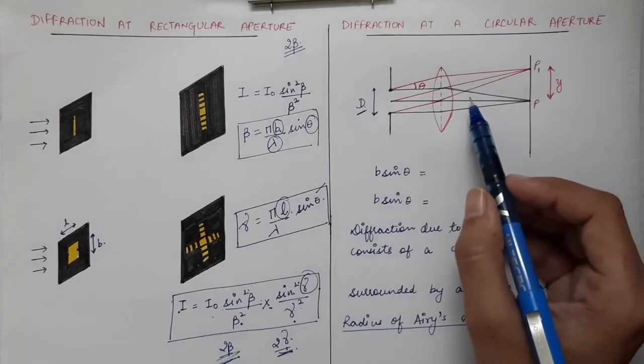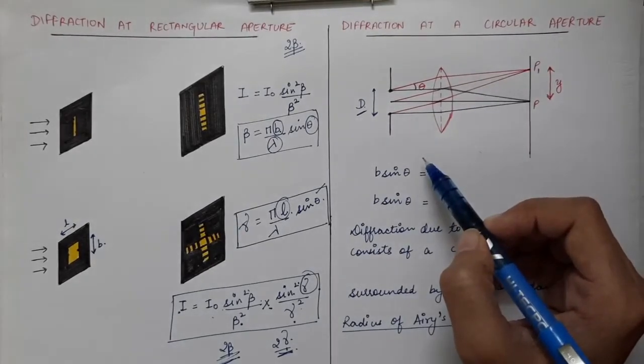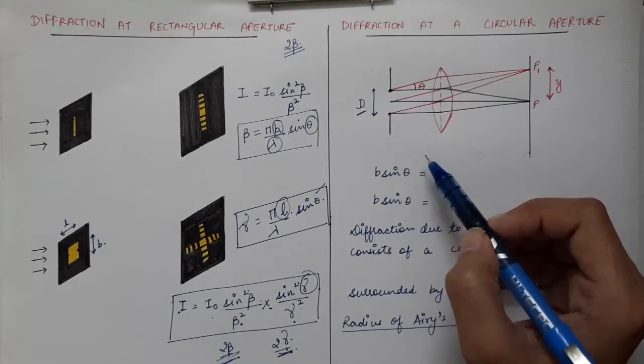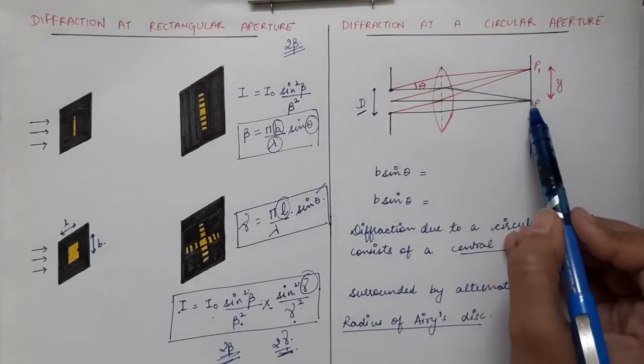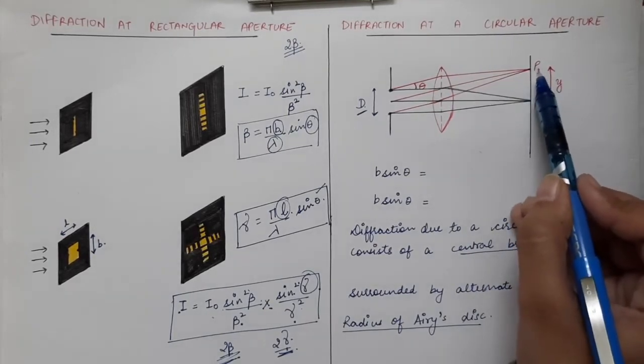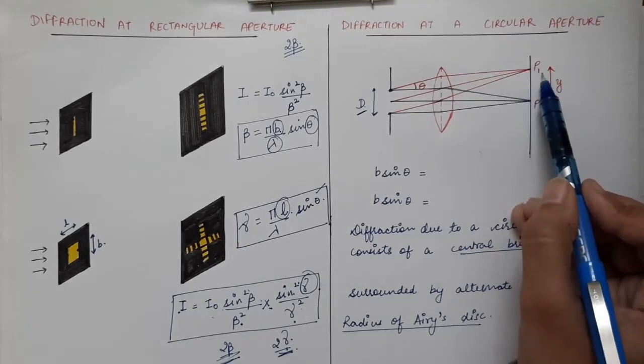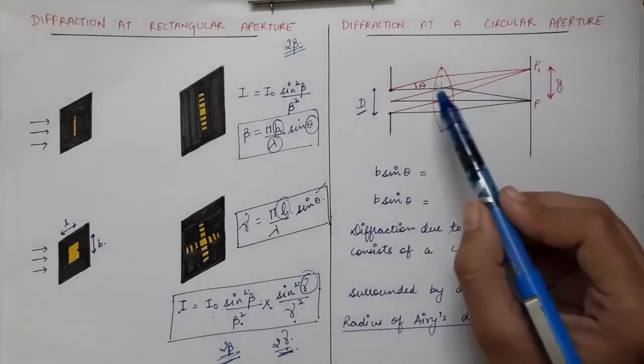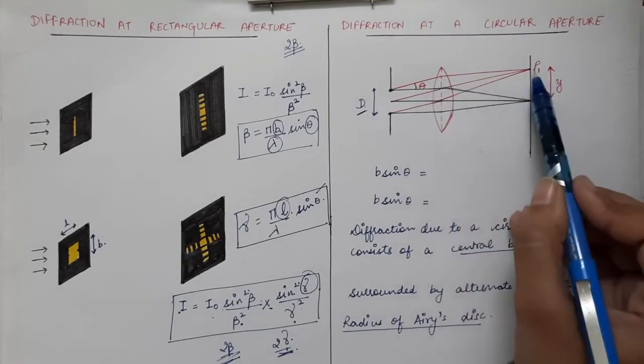So the formula of the various maxima and minima which are obtained will remain the same. I have considered this point on the screen, which is the central point, and the central maximum is obtained at this point. This is any random point P1 on the screen, any observation point. So the angle of diffraction is theta for this particular point.